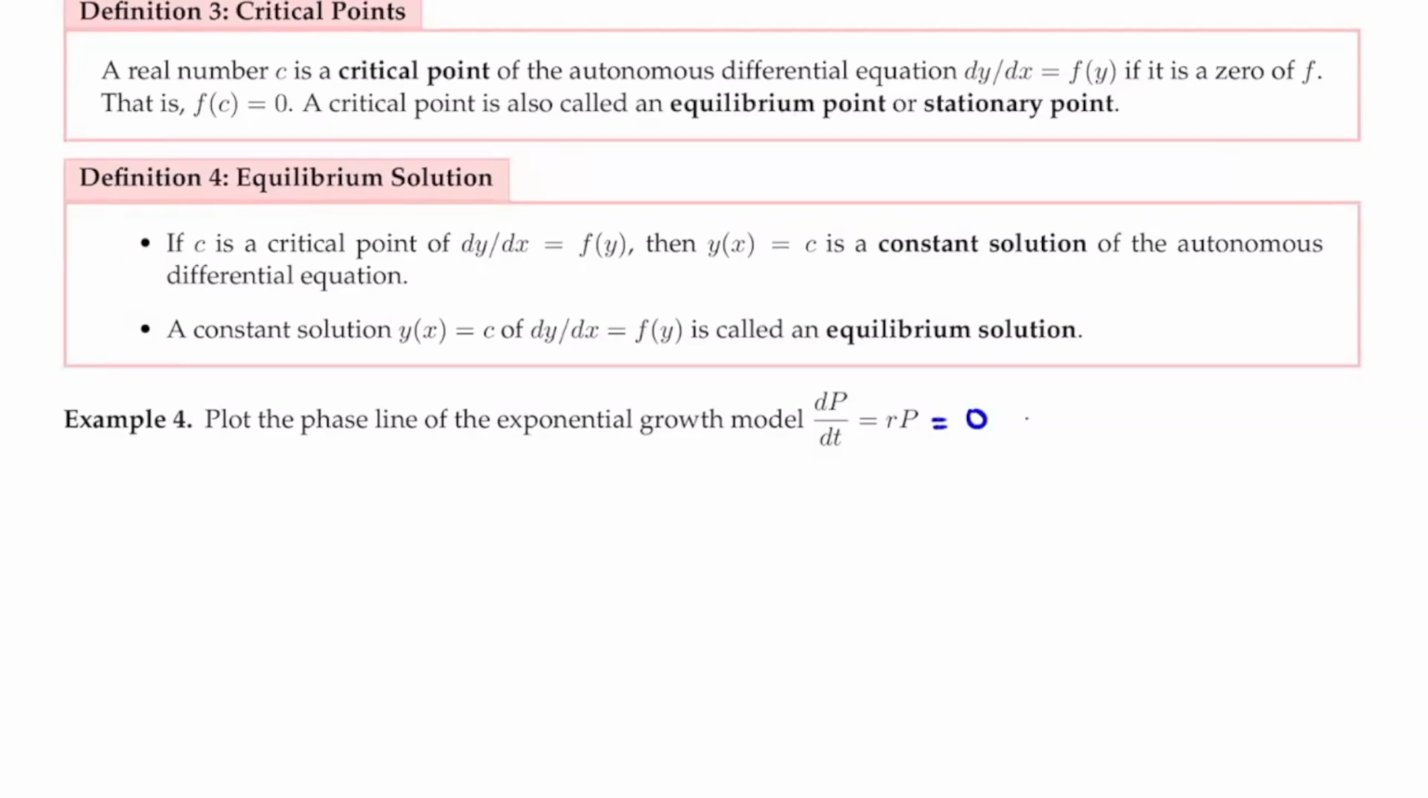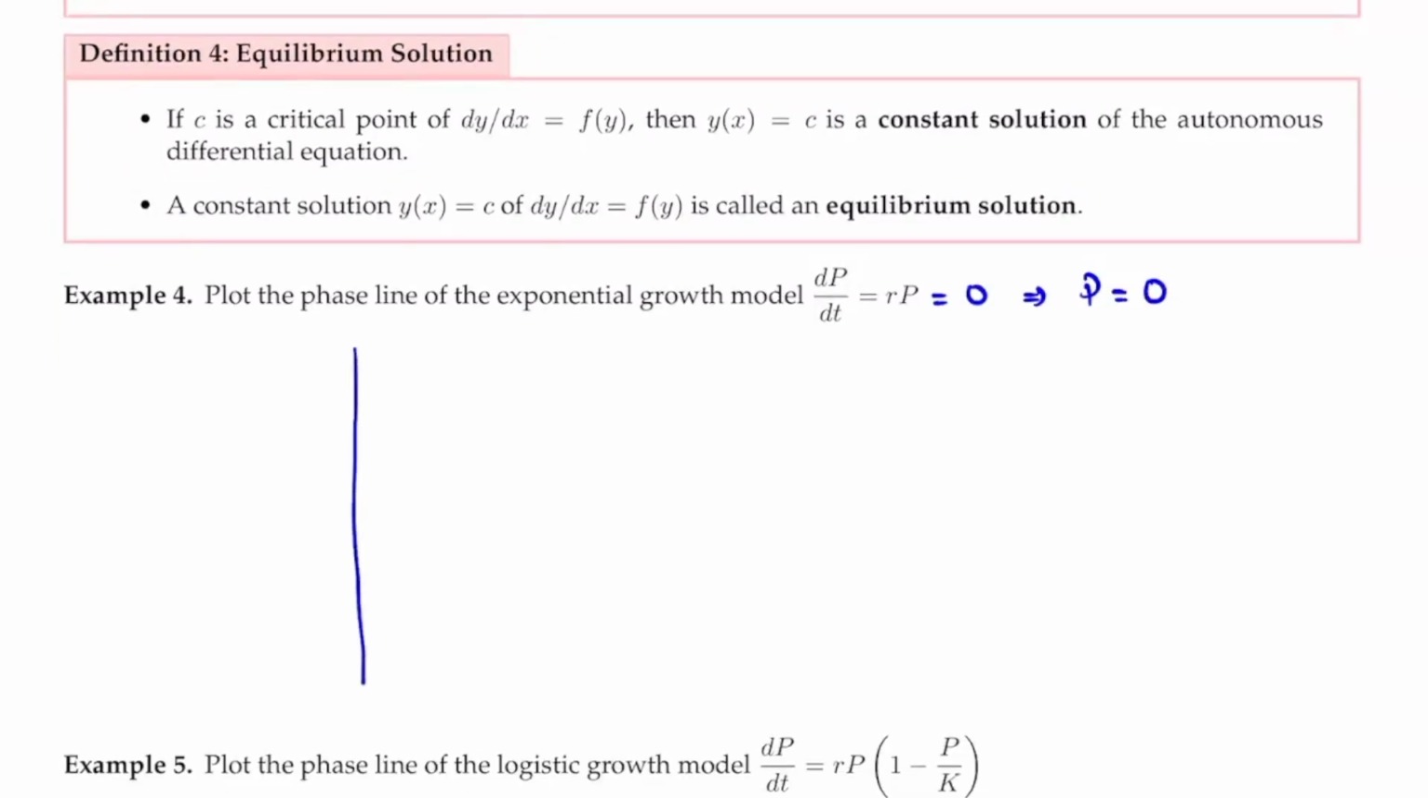So R times P equal to 0. R is the growth rate, P is the population. So there is only one critical point, or one equilibrium point, or one stationary point. That is P equal to 0. Now you're going to draw a phase line. That is, draw a vertical line like this. And we call this the P-axis because of what we have for P.